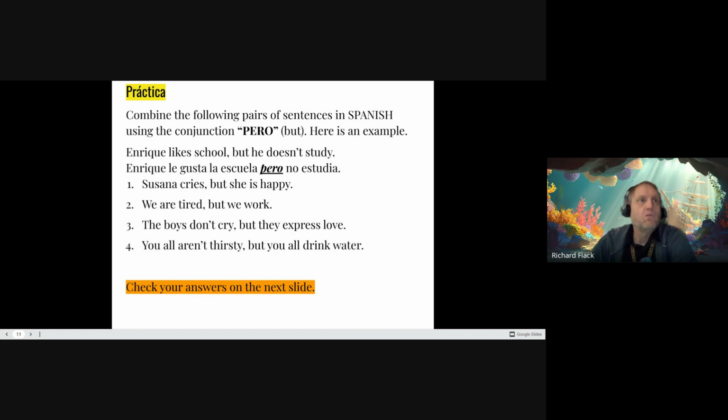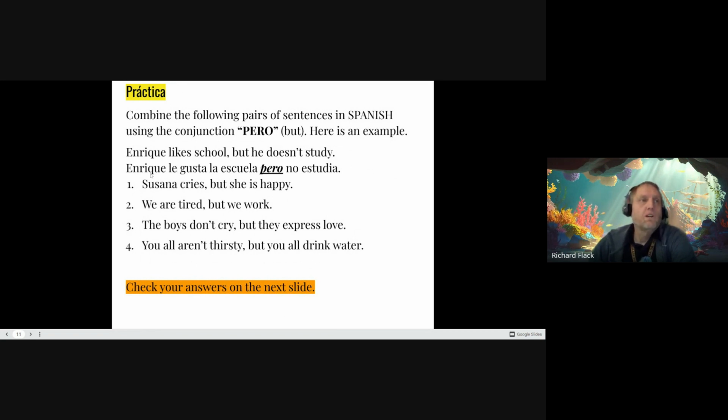Okay, práctica número 4, la conjunción pero, but. Notice this is different than perro, which means dog. Pero, one R, but. So again, we are going to just keep doing the same format. We're combining different parts. Enrique likes school, but he doesn't study. So we've got two different sentences there, joined by but. Enrique le gusta la escuela, pero no estudia.